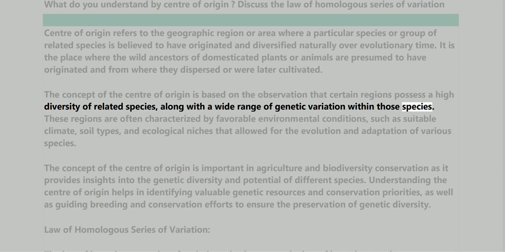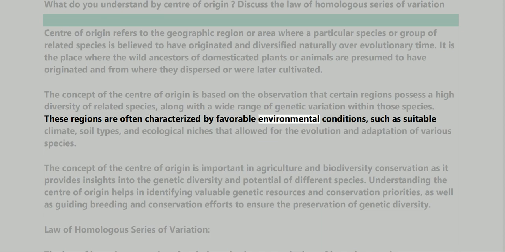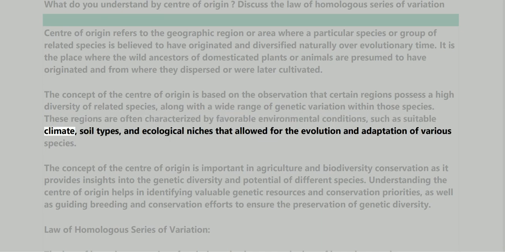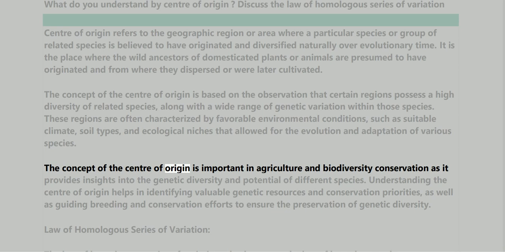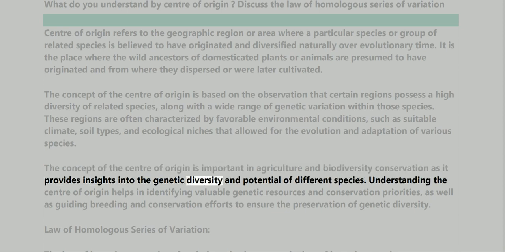These regions are often characterized by favorable environmental conditions, such as suitable climate, soil types, and ecological niches that allowed for the evolution and adaptation of various species. The concept of the center of origin is important in agriculture and biodiversity conservation as it provides insights into the genetic diversity and potential of different species.